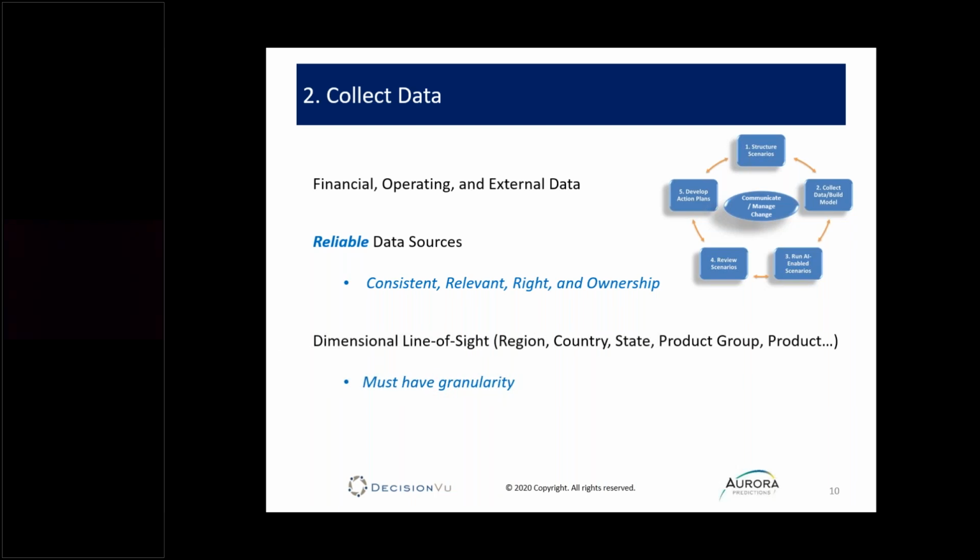And you need a dimensional line of sight: region, country, state, product group, product category, product. You must have granularity. You cannot do this type of planning, not only in regular times but in these tremendously stressed times, without a high level of granularity that takes you from the highest level of the company to the lowest level of the company.